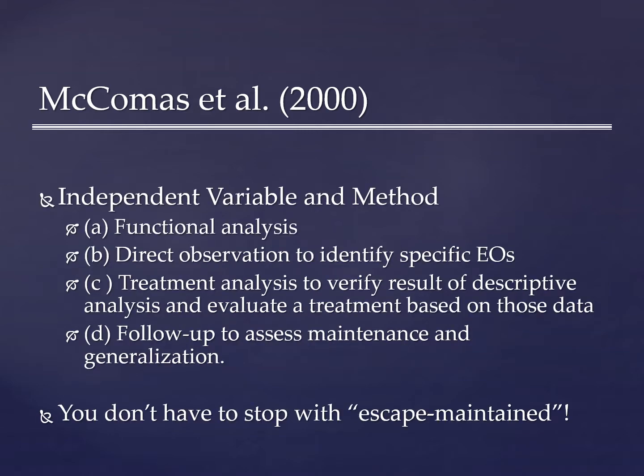In this study, the authors used a four-step process to identify variables maintaining and evoking a response and identifying an intervention. An initial functional analysis, an EO analysis in which they determined why exactly demands were aversive, a treatment analysis to verify that the results of the EO analysis were valid, and a follow-up to assess maintenance and generalization of the treatment's effects. The authors specifically wanted to determine whether the demands were aversive because of their difficulty, a lack of choice between activities, or repetition of activities.